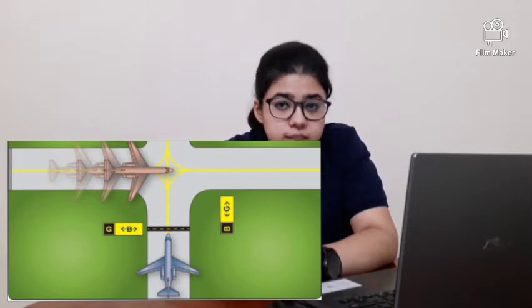Now we'll be talking about intermediate holding position. This is a location at an aerodrome where an aircraft or a vehicle needs to stop and it is made for traffic control purposes. From this location, the aircraft or the vehicle will be moved forward only after receiving permission from aerodrome control tower.